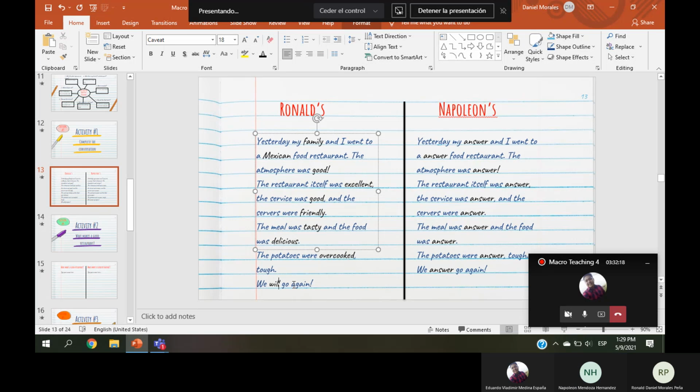Okay, Napoleon. I need your help with this. We are going to do the same exercise that we did with Ronald. Let me repeat this again. You can see the words that say answer. That means that you are going to replace a word that makes sense with the context. If you have any question, please just let me know. Okay, teacher. Yesterday, my brother and I went to a Chinese food restaurant.